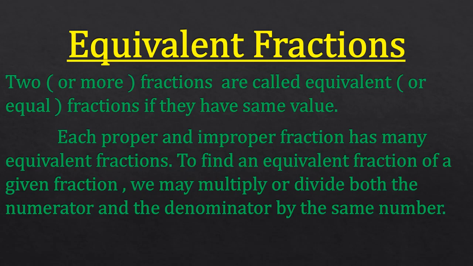To find an equivalent fraction of a given fraction, we may multiply or divide both numerator and denominator by the same number. Let me explain. Suppose we have any fraction and we want the equivalent fraction of that. Then we can multiply that fraction's numerator and denominator both by one number, and we get the equivalent fraction. In this way, we can find as many equivalent fractions as we want. This will be more clear with the help of some examples.